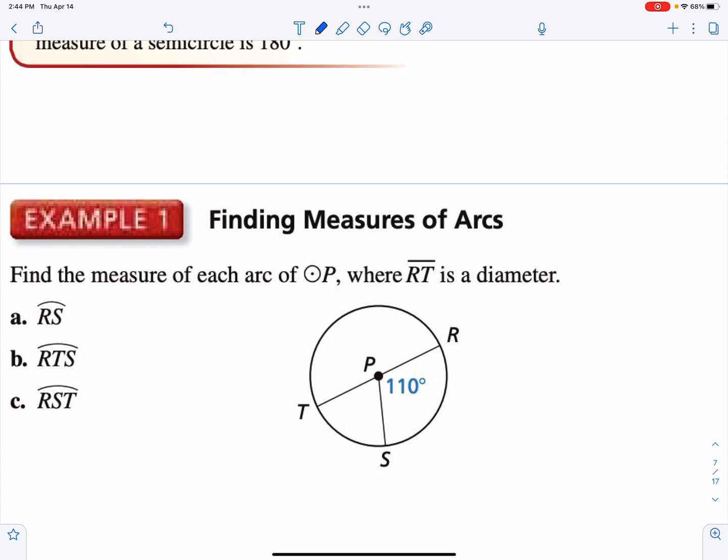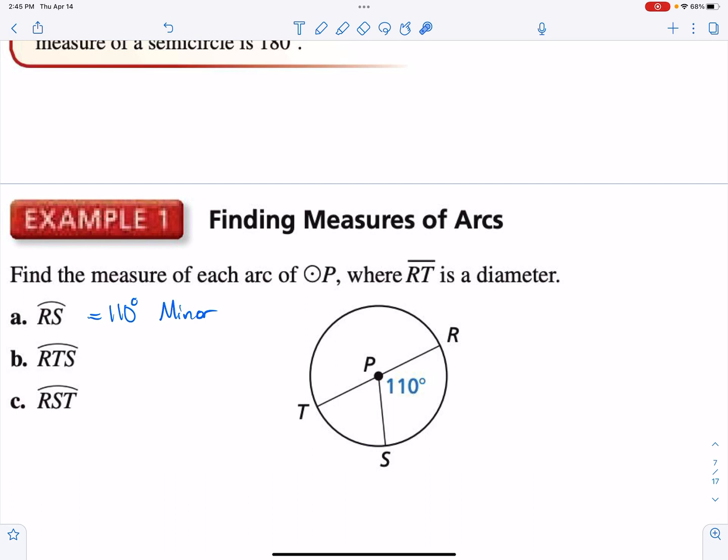First of all, arc RS should be pretty easy. It's noted here. You can see that's 110. Again, it also asks us to identify whether it's minor, major, or whatever. This one's going to be a minor. Okay, arc RTS, so if I follow R to T to S, I have to go this way around my circle.